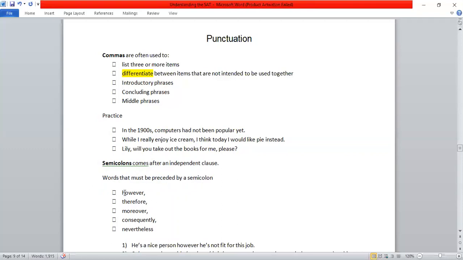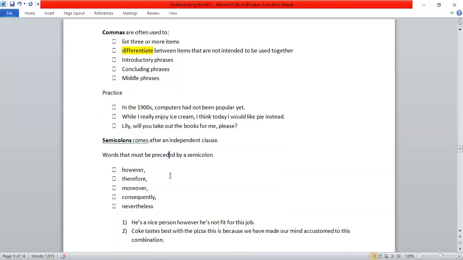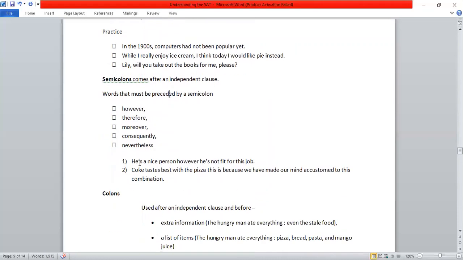Words that you should definitely use with semicolon are however, therefore, moreover, consequently, and nevertheless. So this is not the entire list. There are lots of other words that require a semicolon. But I mean, we cannot really name all the words, but these are the ones that people usually miss, and that's why I've listed them over here. Let's look at a few sentences. He's a nice person. We need a semicolon. Sentence complete. He's a nice person. Sentence complete. However, and then we put a comma. He's not fit for this job. So he's not fit for this job is also a complete sentence. However, separates it by a comma. However, he's not fit for this job.